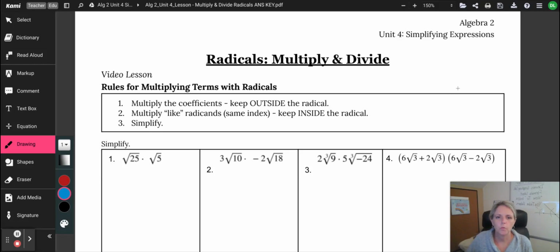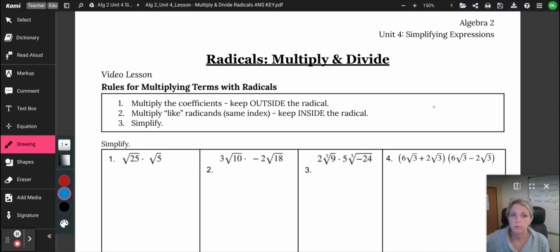In this video, we're going to look at multiplying and dividing radicals. The thing to remember when we are multiplying and dividing is we can multiply the coefficients, keep them outside of the radical, and then we multiply the like radicands, meaning they have the same index, and keep them inside the radical. So we're going to do all of our multiplying first, and then we're going to simplify.